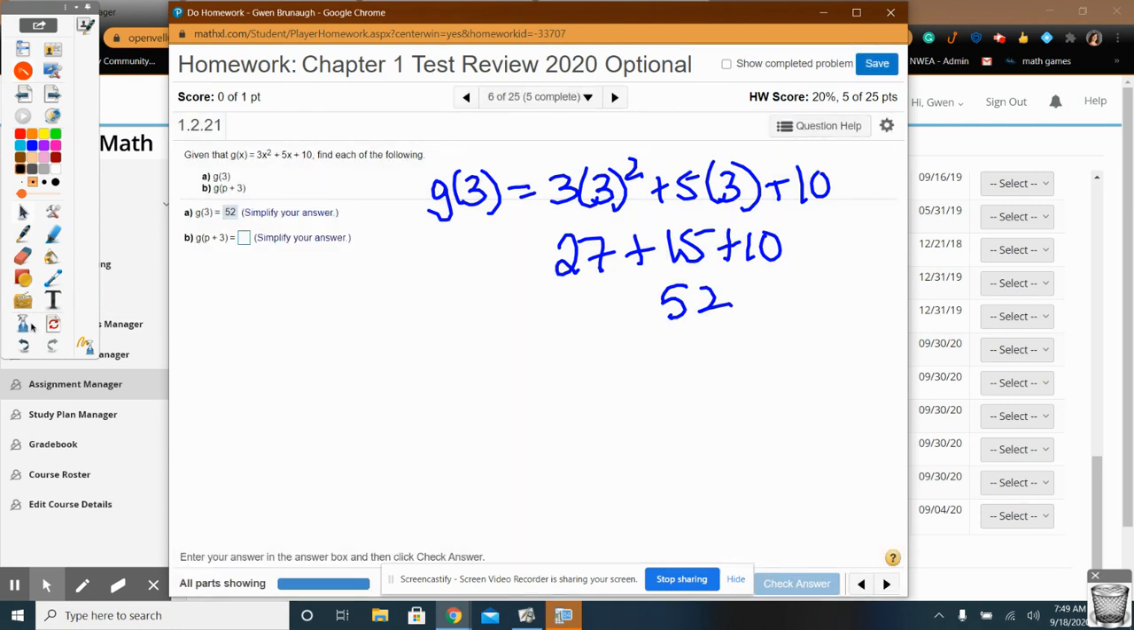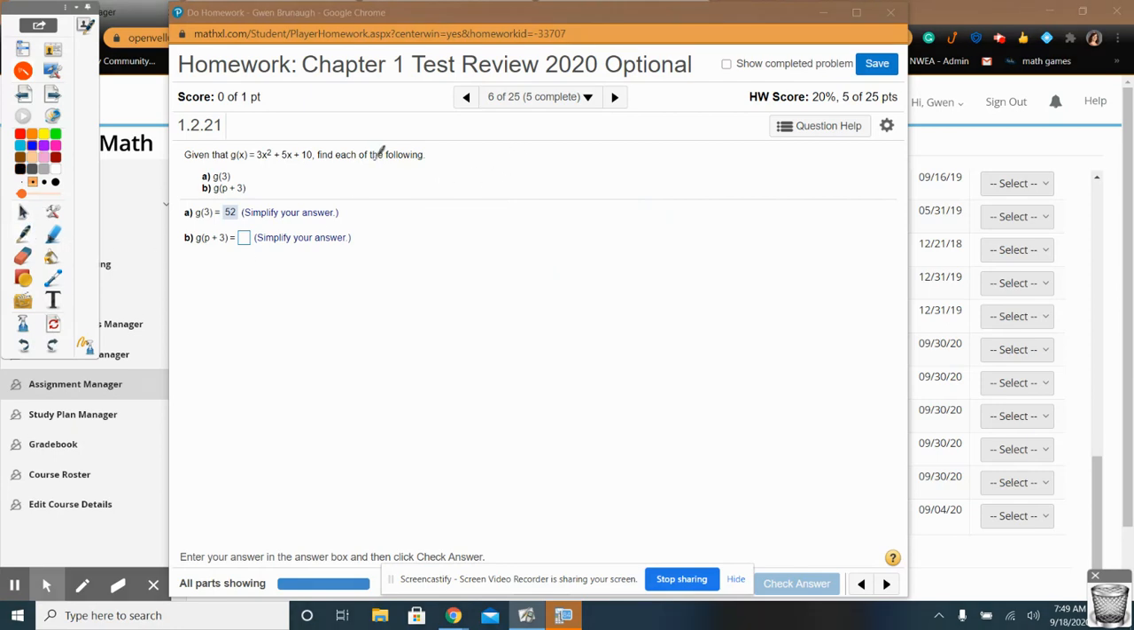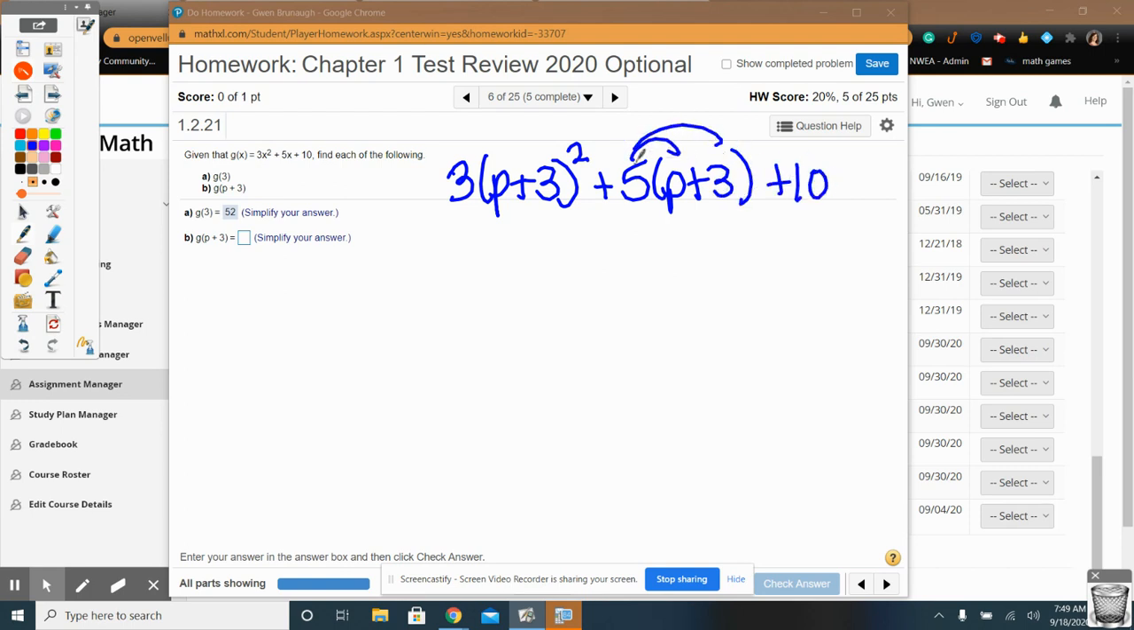When I plug in p plus 3, I will need to do so in parentheses, and everyone should be aware of where the mistake is going to happen here. If you have 3 times the quantity, p plus 3 squared, we're going to do that p plus 3 squared first. Some of you did forget to distribute on your second set of parentheses, so don't forget that.